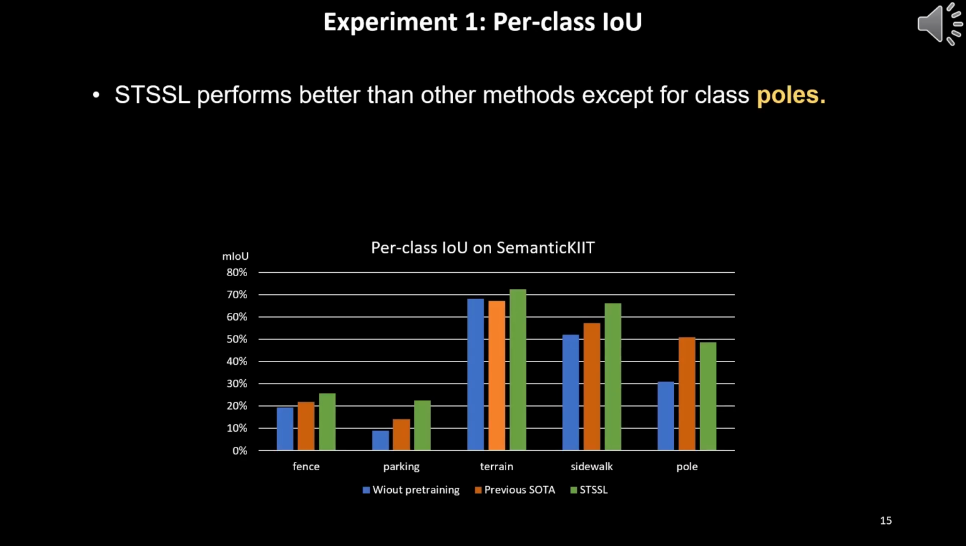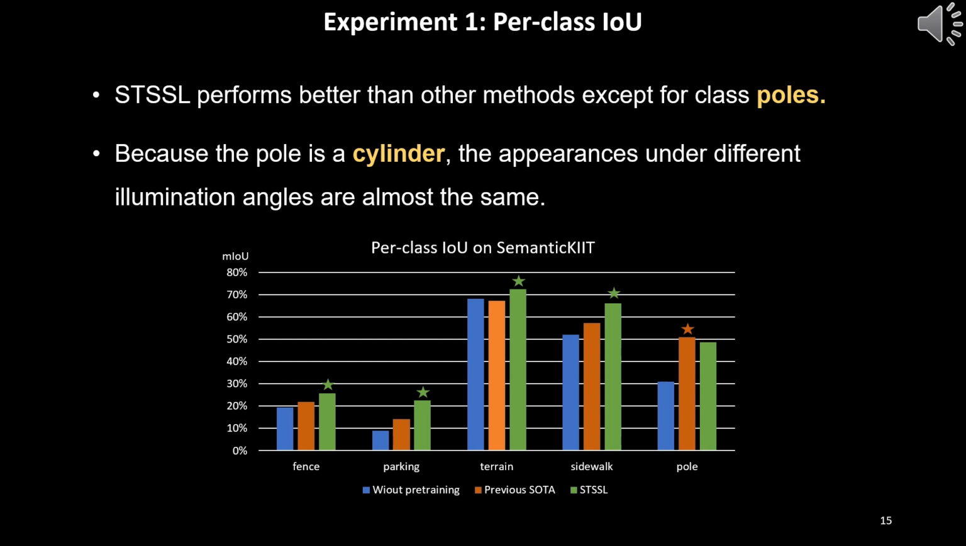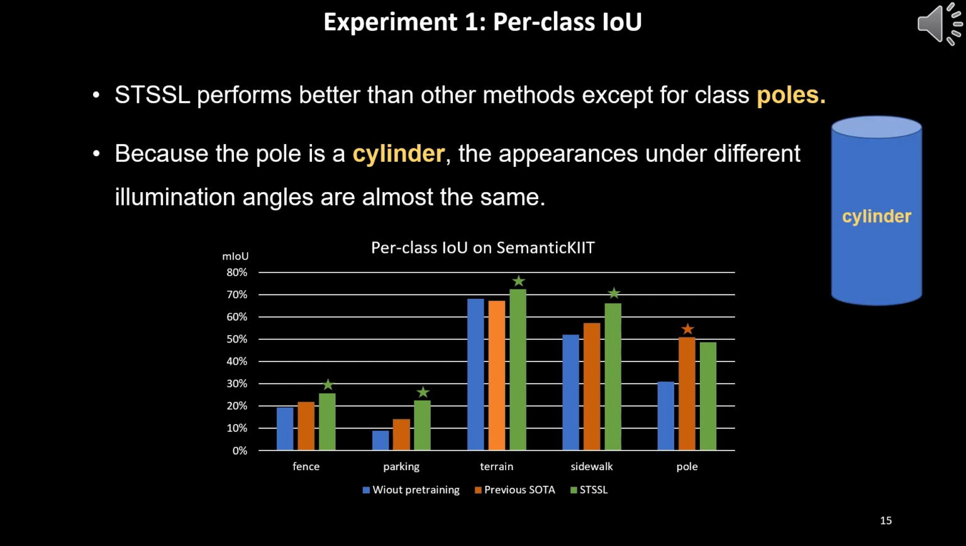We first fine-tune the model pre-trained on KITTI to SemanticKITTI. In this table, we show per class IoU. In most classes, STSSL performs better than other methods except for class poles, because the pole is a cylinder and is almost unaffected by the angle of illumination. This result corresponds to our motivation, which is that illumination angles are important reasons for the different appearances of one object.